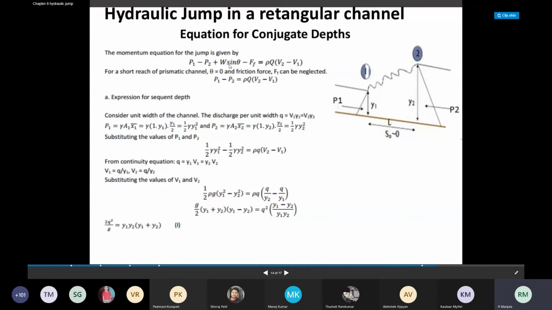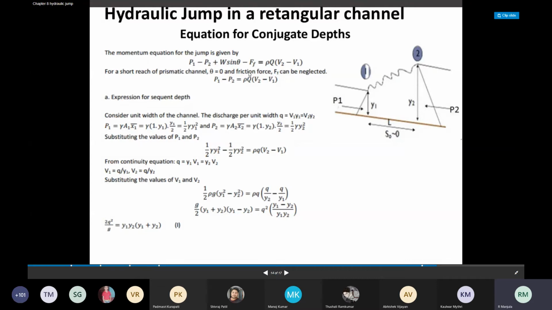Considering theta is small, theta is 0, so the weight component W sin theta will not have that much importance, so this can become 0 for a short reach of prismatic channel. The friction force is also neglected because it is only for a short length. So frictional force is also neglected, and the only force is your hydrostatic pressure.